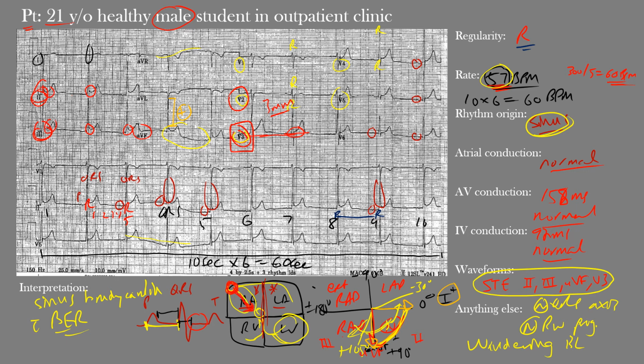Now, a few other things to consider on our differential would be acute myocardial ischemia and pericarditis, and that's where I said you would use the clinical context to help rule these out. Obviously this is a healthy male, no issues, just comes in with this.